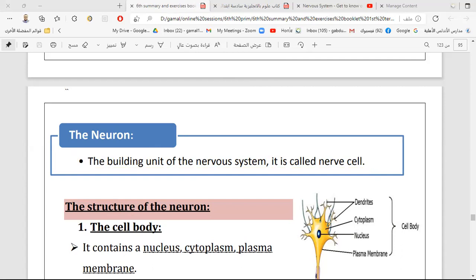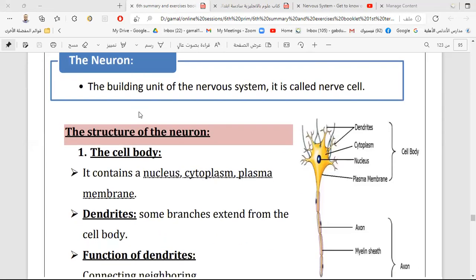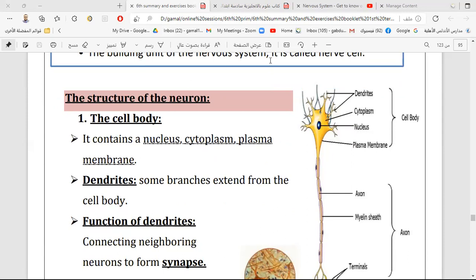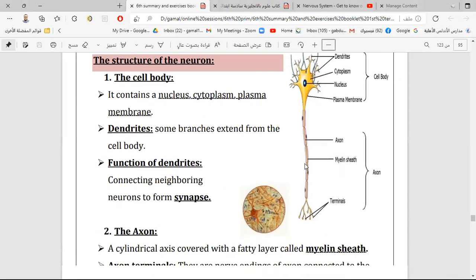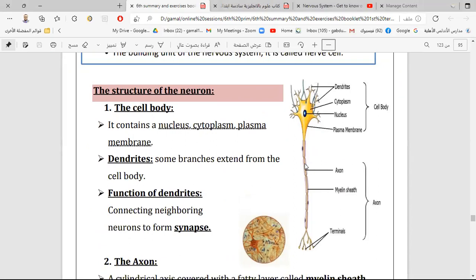Let's watch and study the structure of the neuron. Can you see here? The neuron is a long cell. If you watch the figure here, the neuron has a long tail, or long axon, like this. Can you see the axon? It is very long. Why is it very long? Because it passes through all the body. It starts in the brain and reaches all body parts.